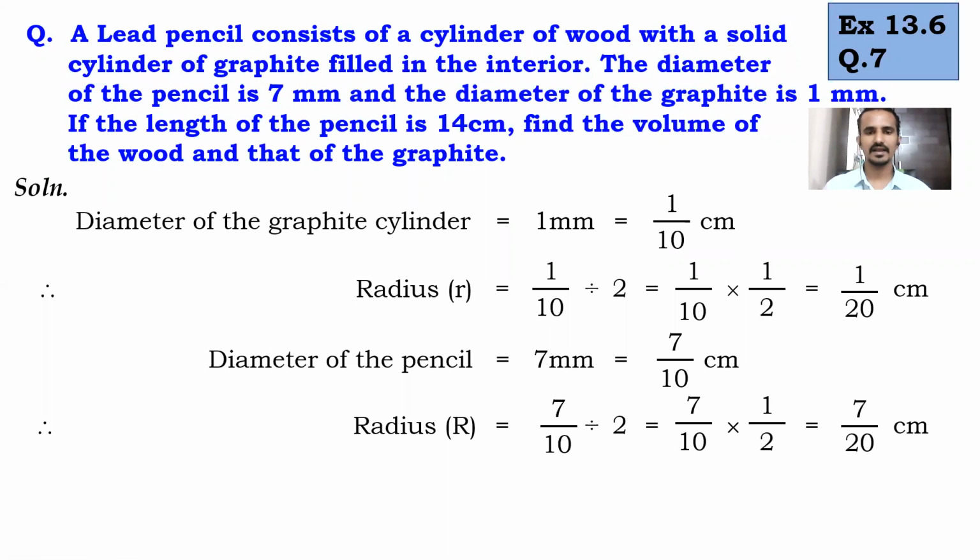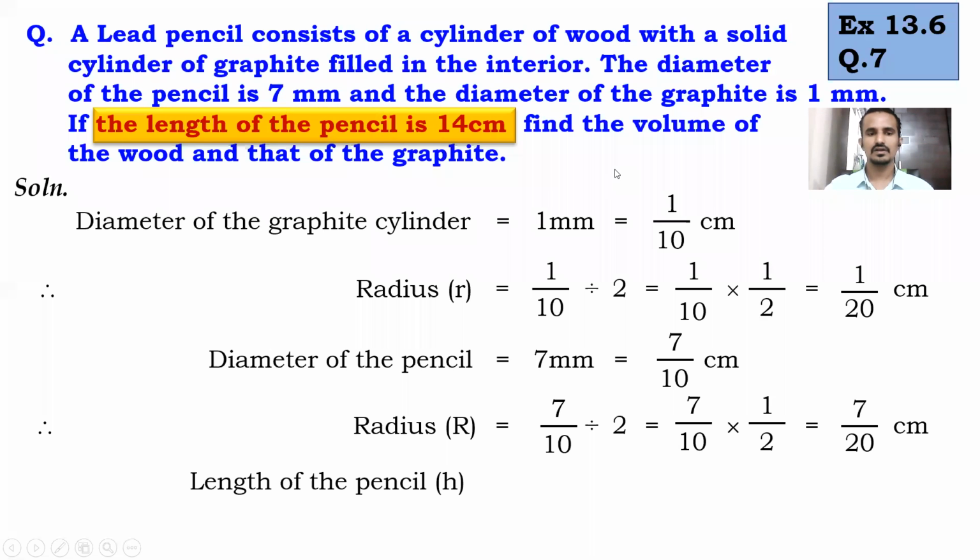So you know both the radii. Inner radius is 1 upon 20 centimeter. Outer radius is 7 upon 20 centimeter. The next thing is the length, which we take as h. So length of the pencil h is equal to 14 centimeter. Length of the pencil is 14 centimeter.